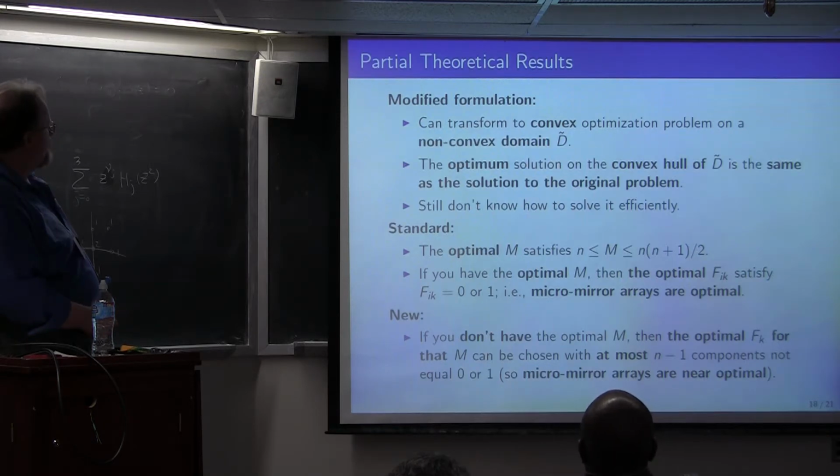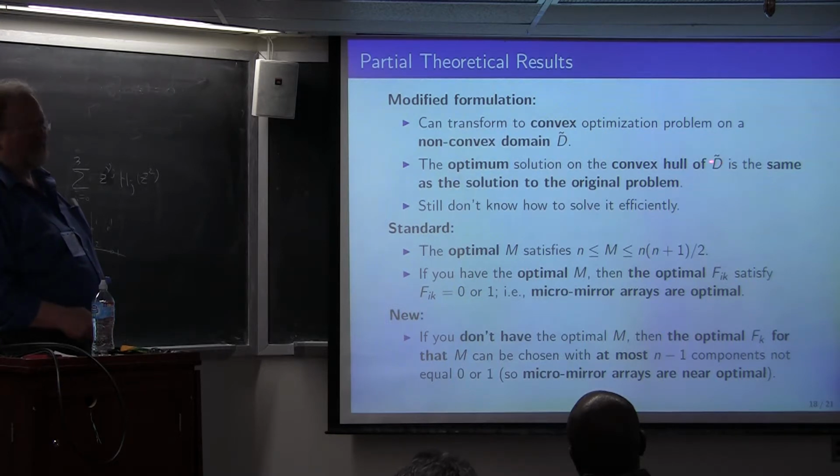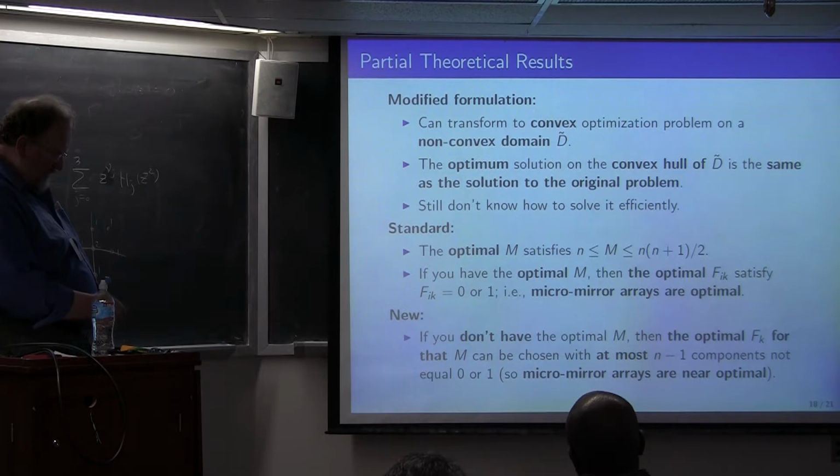We can transform it to a convex optimization problem on a non-convex domain. That doesn't get you much anywhere. We can relax this though. We can look at the convex hull of d tilde, and the optimal solution on this convex hull is the same as the optimal solution to the original problem.